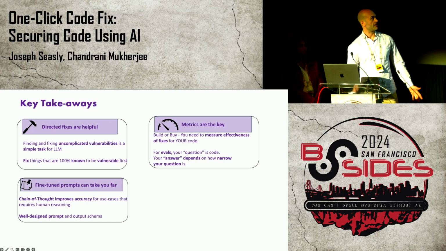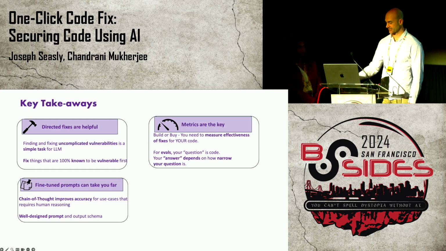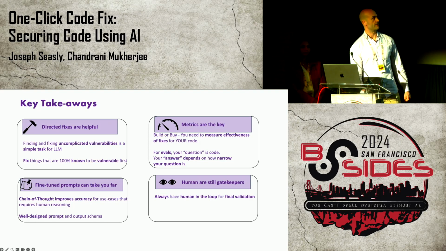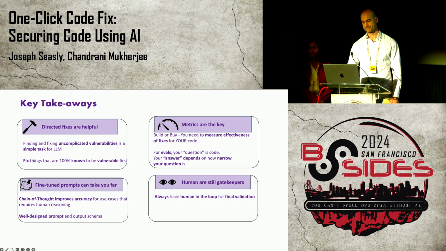How much information do you want? Fine-tuning prompts can take you pretty far. Chain of thought, as we saw, was the best for performance. Well-designed prompts and output schemas are key. And lastly, humans are still gatekeepers, and you always want to keep humans in the loop for final validation. And that's it.